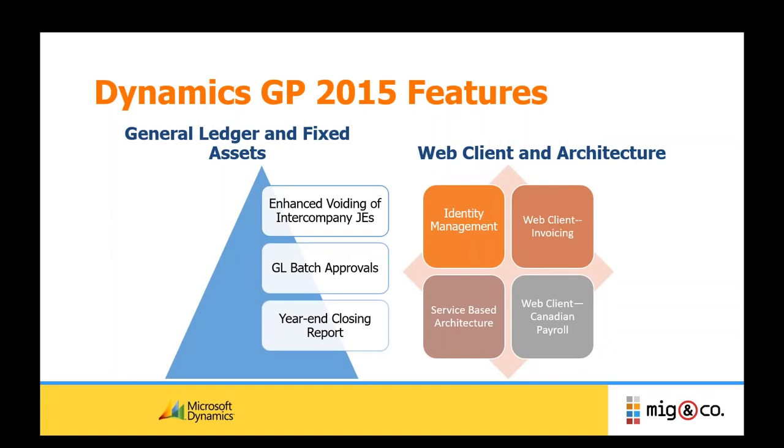On the general ledger side and fixed assets, here's something that's really great that came out. Enhanced voiding of intercompany journal entries. Those of you who do intercompany know exactly what I'm going to say when I mention voiding and intercompany journal entries in the same sentence. Historically, when we voided an intercompany journal entry, it did not void it in all the companies. We had to go into the individual companies and void the other half of that transaction. That is not at all efficient, nor does it lend itself to avoiding one of those journal entries being missed, and then our intercompany account is out of balance.